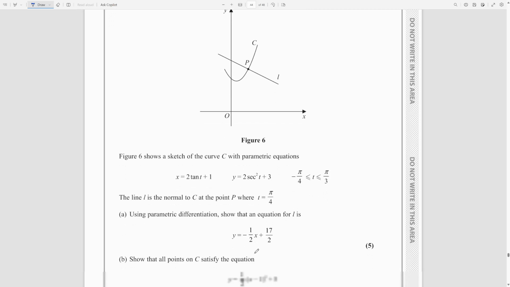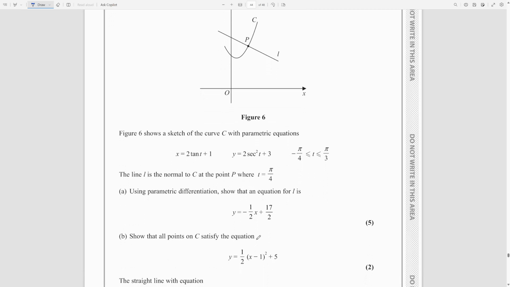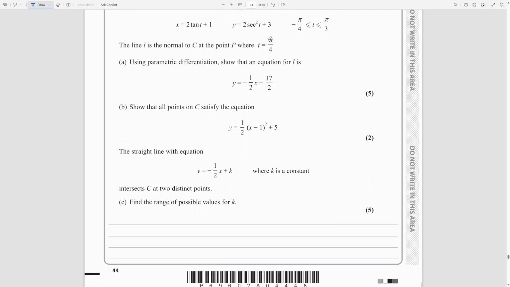Okay, to find the equation of a normal, you need the gradient and you need the coordinates. Let's start with the coordinates because that's pretty straightforward. I'm just subbing t equals pi over 4 into this. So when t is pi over 4, x equals 2 tan pi over 4 plus 1. Tan of pi over 4 is 1, so that's just 3. And y is 2 sec squared pi over 4 plus 3.